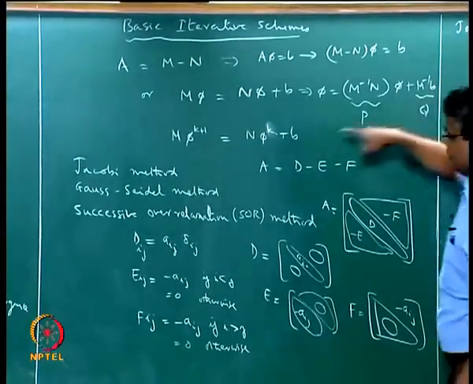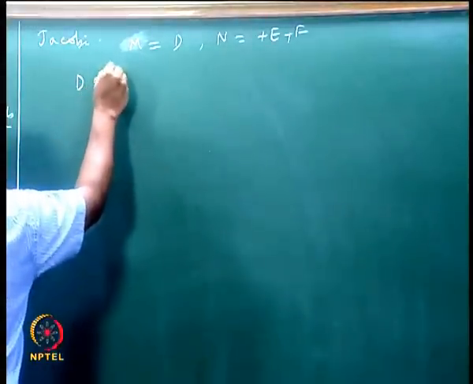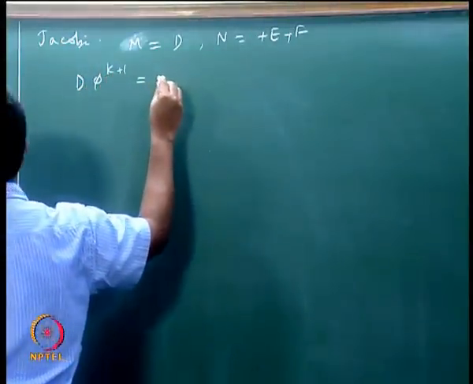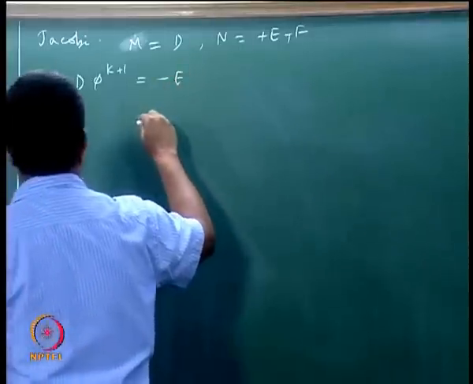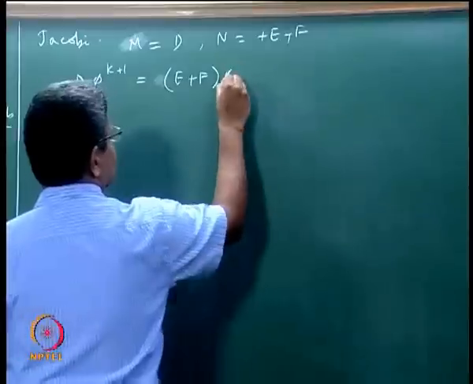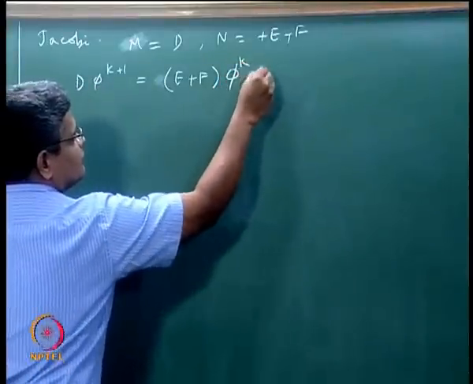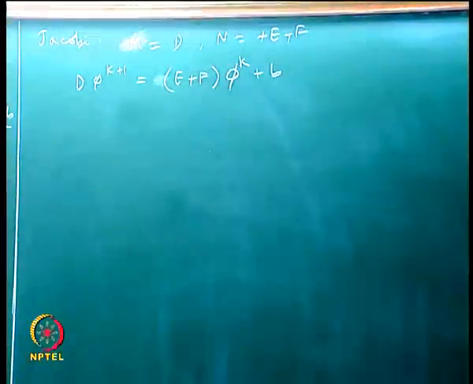And this makes the equation like D phi^(k+1) equal to minus, we take it to the right hand side, so this is (E plus F) phi^k plus b. Okay, so this looks somewhat strange.